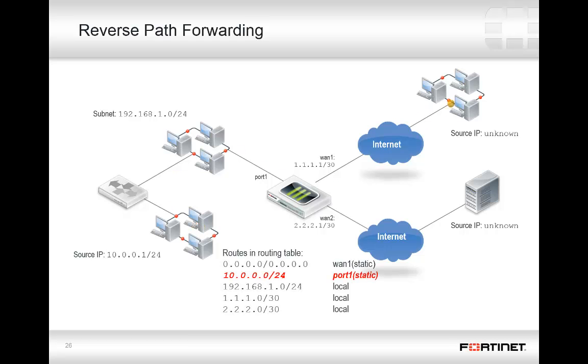This is fixed by adding a route to 10.0.0.0/24. Now when the FortiGate does the RPF check for the incoming packet, it finds a valid route to that subnet through port 1. The packet is now accepted.